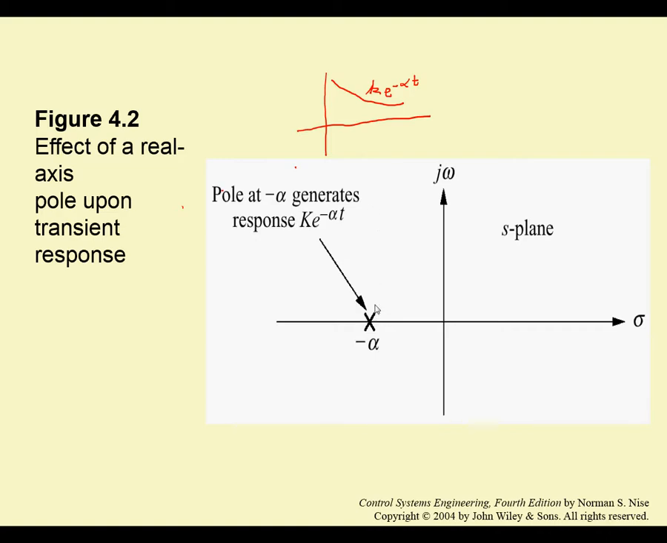What would happen to the response if the pole, instead of being here, would be over here, as complex conjugates? If it is in here, the response would not be just an exponential decay, but a combination of an oscillation plus the decay. It would be the combination of these two. This would be the response for a pole that has an imaginary part and a real part.